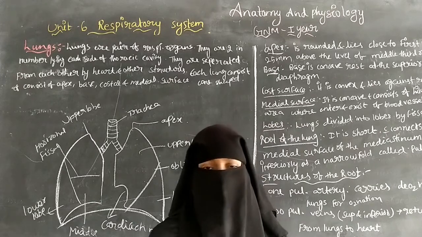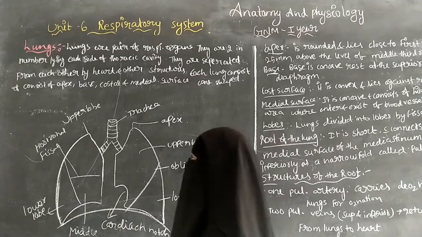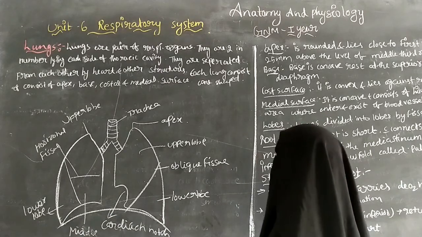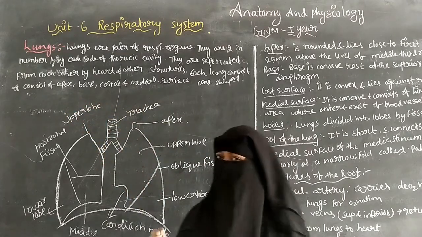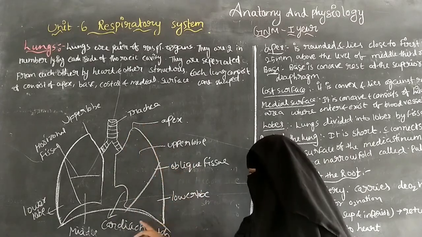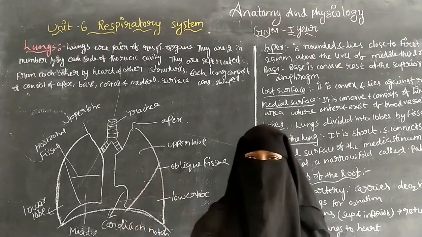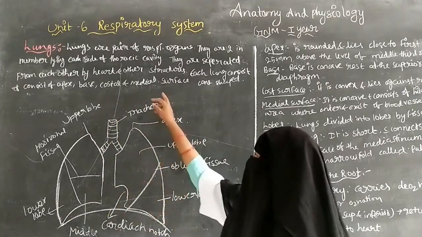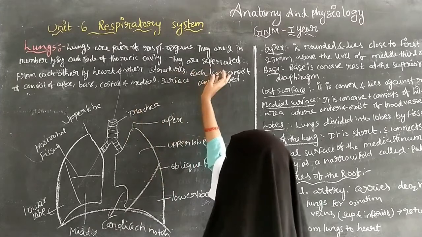Each lung consists of an apex, a base, a costal surface and a medial surface, and it is cone shaped. The apex is the rounded part. There is a base. The costal surface is against the ribs, and the medial surface faces the midline of the lungs. This is the structure of the lungs.